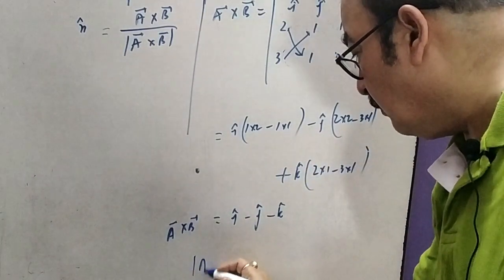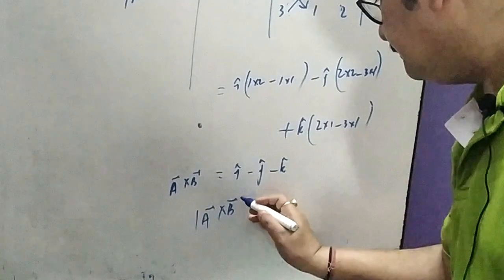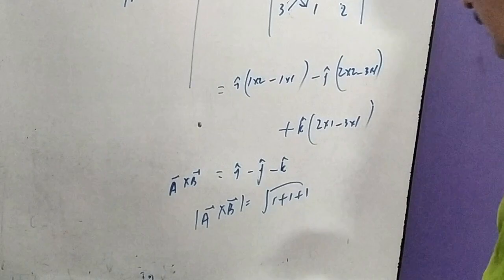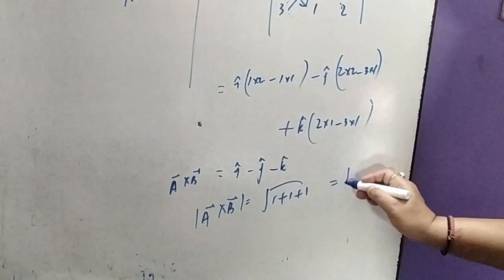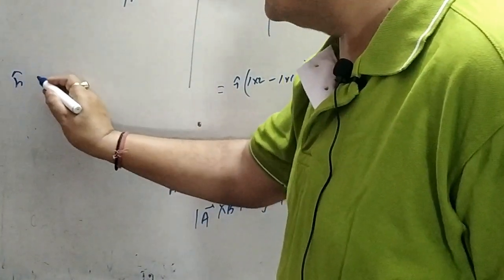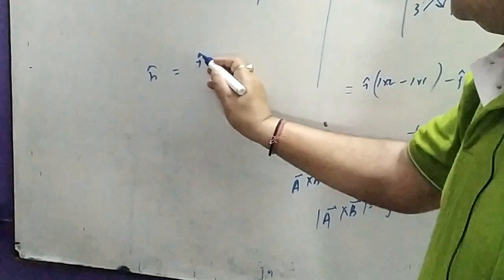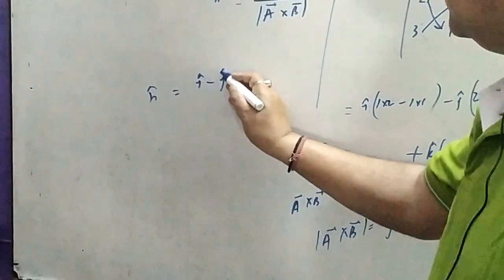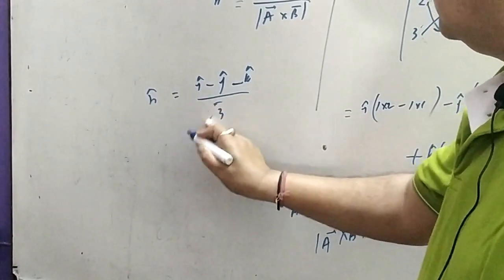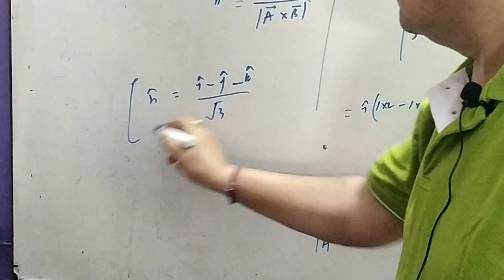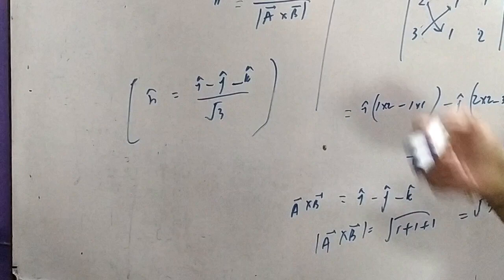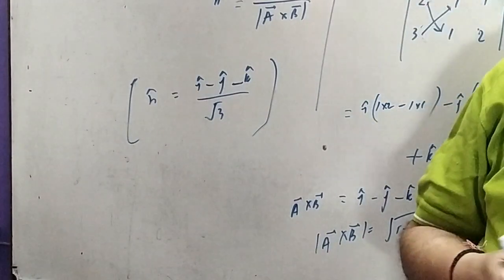Now we determine the modulus of A cross B. It will be under root 1 plus 1 plus 1, which is root 3. So what will the unit vector be? The unit vector in the direction of A cross B will be equal to I minus J minus K upon root 3. This is the unit vector in this case. So this is another example of how we solve this.